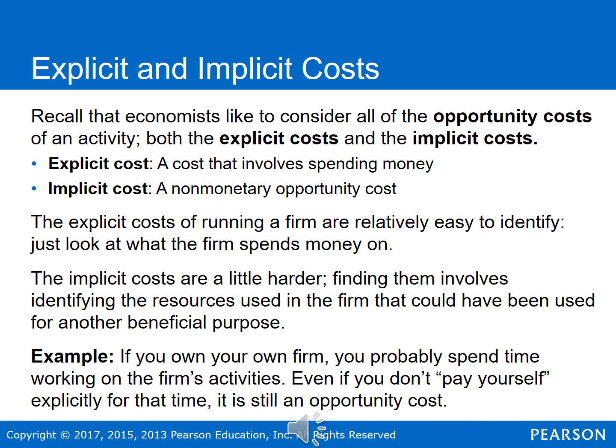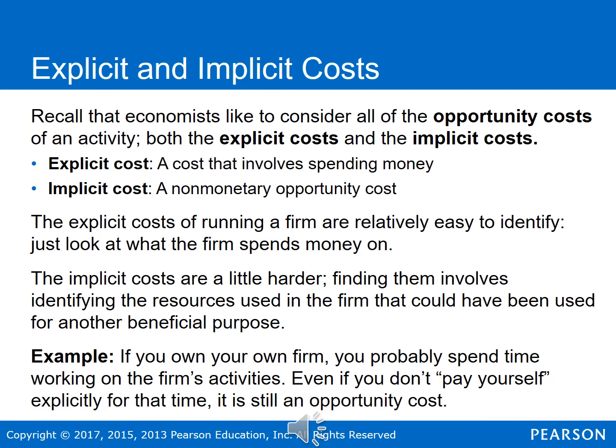Now remember we said that individuals face opportunity costs. Well, firms also face opportunity costs. They don't only face the cost of the money that they actually spend, but things that they could be spending money on, just like individuals. So explicit costs are costs that actually involve spending money. These are the tangible things that firms are spending their money on. The implicit cost is a non-monetary opportunity cost. It's important to remember that firms face both of these costs.